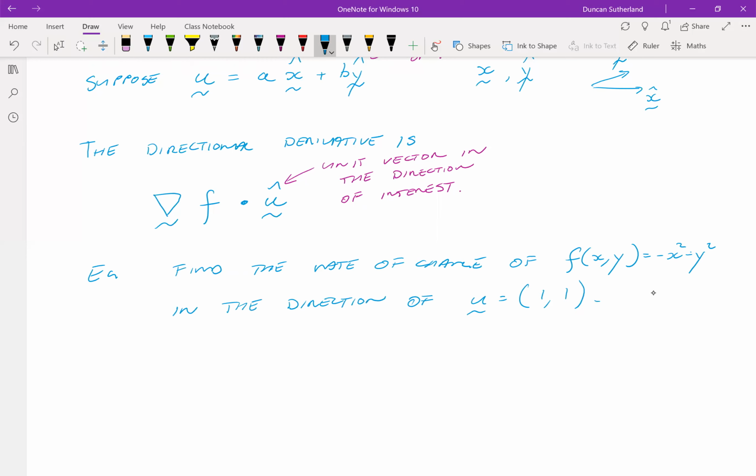Okay, so we've got a vector 1, 1, and we want to know the directional derivative of f with respect to this vector. The vector u is currently not a unit vector. It has length square root 2. We must firstly and always normalize our direction vector. So if you like, step 1, normalize this u.